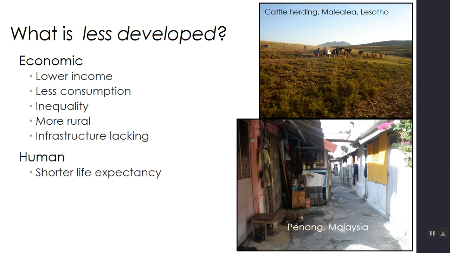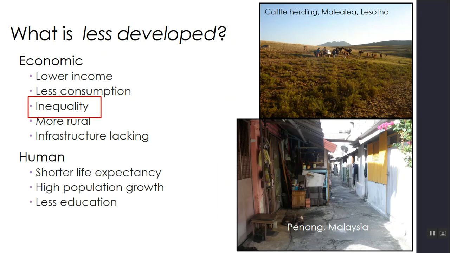And from the human perspective, we're going to have a shorter life expectancy, less access to medicine, more chance of contracting some type of disease, very high population growth. And we'll talk about why that is in our next part of this chapter. Less education for those reasons that I mentioned on the previous slide. And lastly, I just wanted to mention inequality.